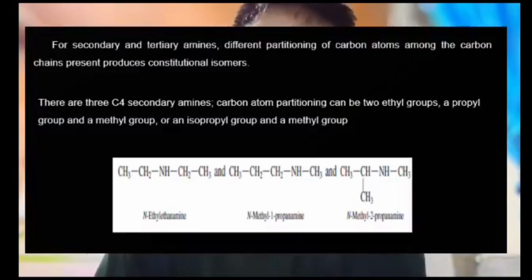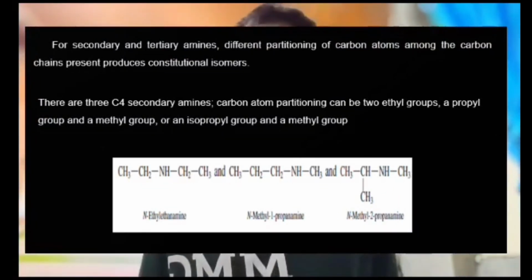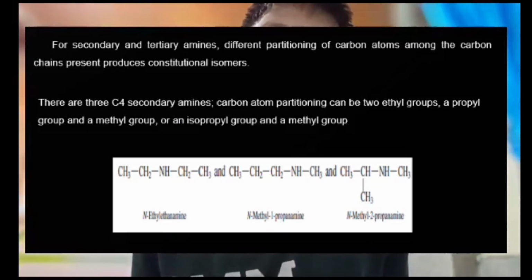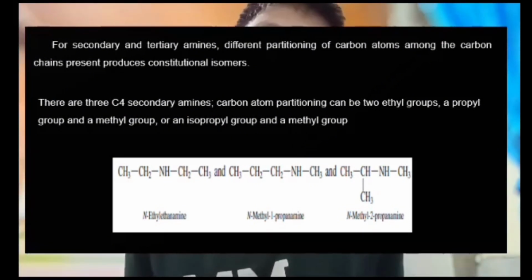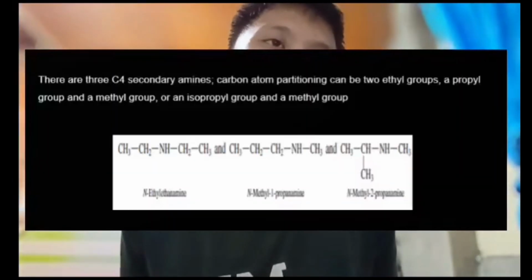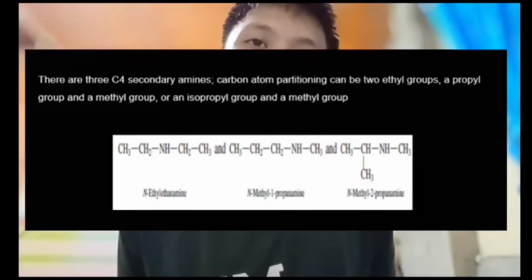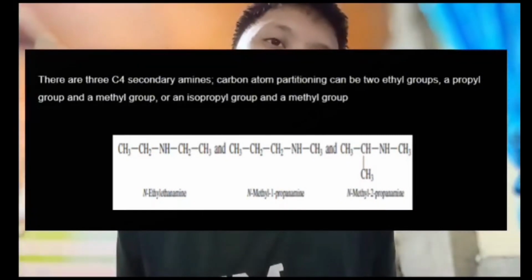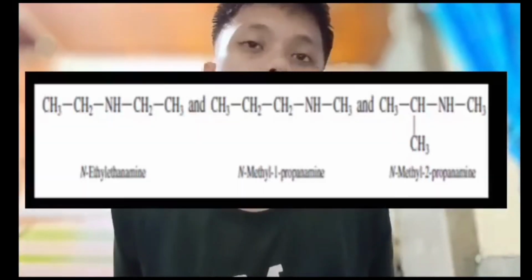Next is the four secondary and tertiary amines. Different partitioning of carbon atoms among the carbon chains produces constitutional isomers. There are three C4 or four-carbon secondary amines. This is the carbon atom partitioning: it can be two ethyl groups, a propyl group and a methyl group, or an isopropyl group and a methyl group. So three guys.